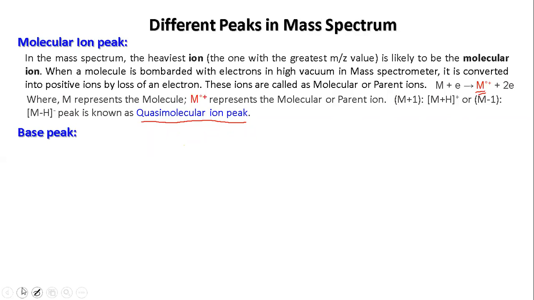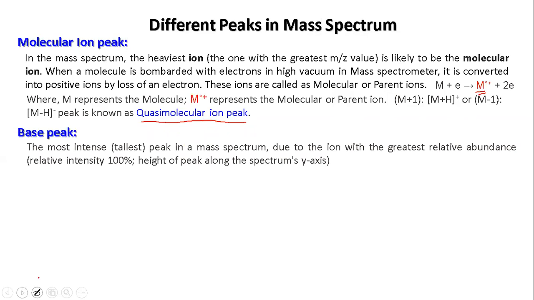You have another important peak which we call the base peak. What is the base peak? The most intense, the tallest peak in the mass spectrum, due to the ions with the greatest relative abundance. That ion reaches the detector in the maximum number with respect to other ions. So we call its relative intensity 100%, the highest peak along the spectrum. Along the y-axis, we see the maximum height of the peak, and that we call the base peak.